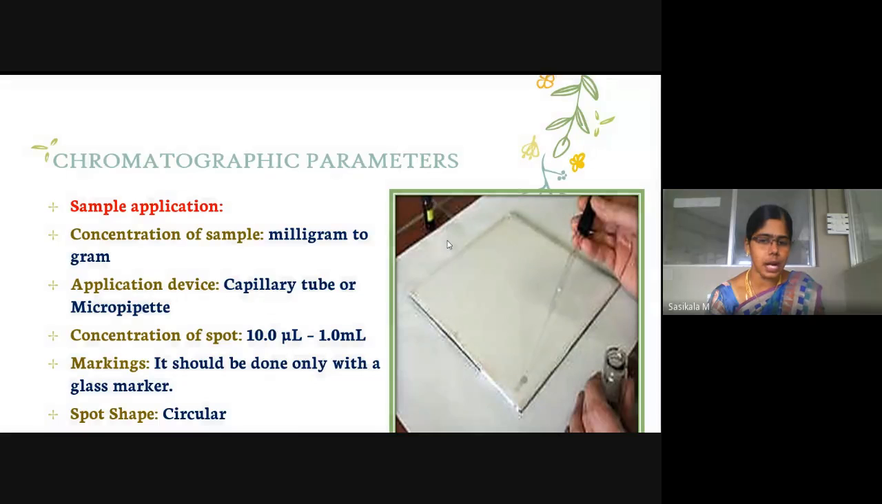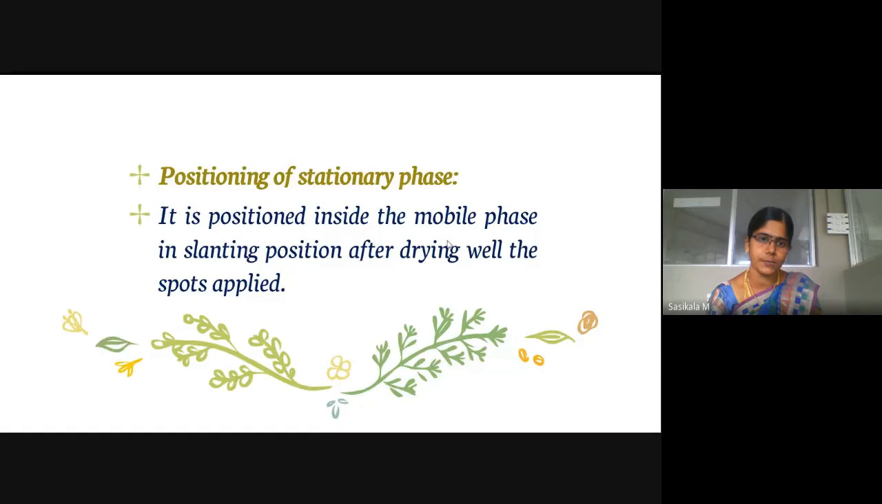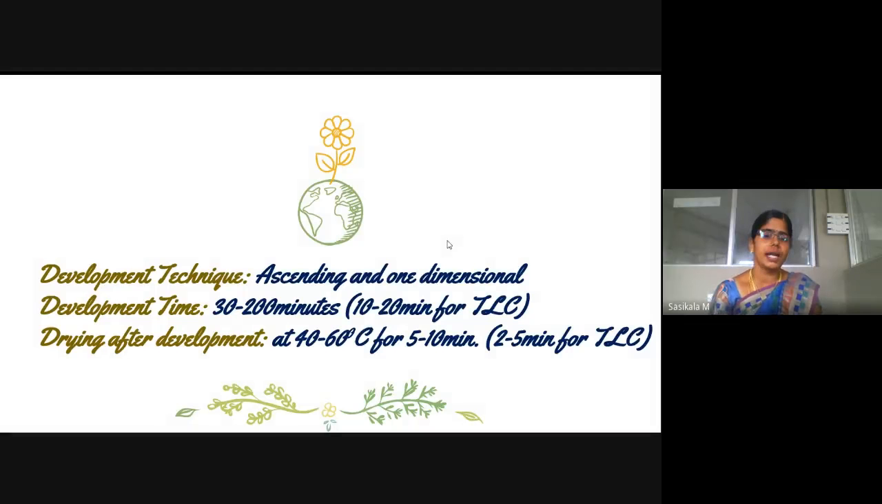Once the sample is applied, we need to dry the plate under air drying only, at room temperature, after sample spotting. If you heat it in a hot air oven, there is a chance of destroying or degrading the sample at that temperature. So at ambient temperature only, we allow the plate to dry. Once it is dried, it is ready for placing in the mobile phase for development, and it is always kept in a slanting position in the mobile phase chamber.